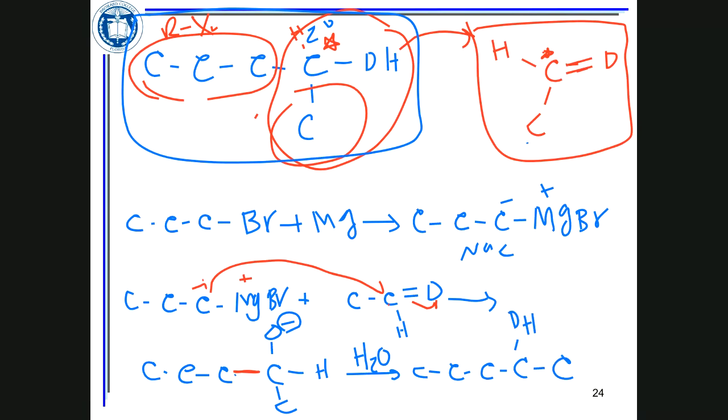Now, you start with aldehyde. So this is the aldehyde, and you get secondary alcohol. With formaldehyde, you got primary alcohol. With aldehyde, you get secondary alcohol. Now, in order to get tertiary, you have to add ketone. So for a tertiary alcohol, let's say you want to make this tertiary alcohol.